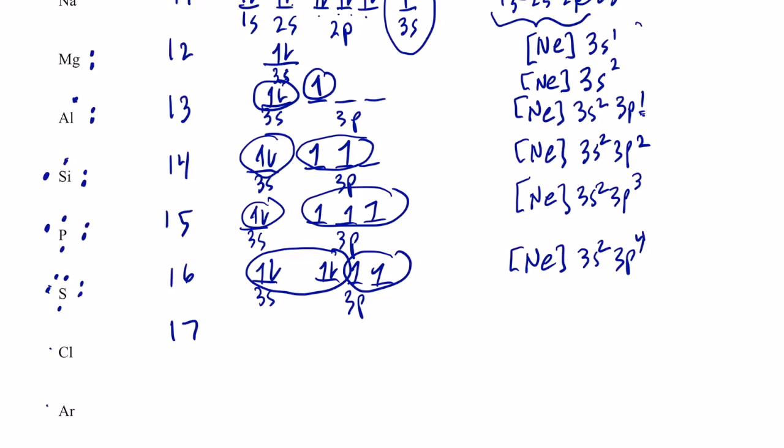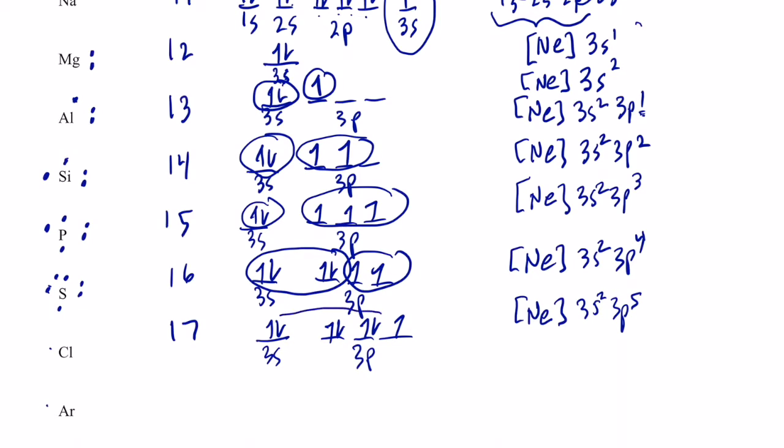Chlorine has 17 electrons, so its configuration would be neon, 3s2, 3p5. The orbital diagram, the 3s would have a pair, and the 3p sublevel would have 1, 2, 3, 4, 5 electrons in it. So my dot picture, you can see, would have 3 pairs and 1 by itself. So 1, 2, 3 pairs and 1 by itself.